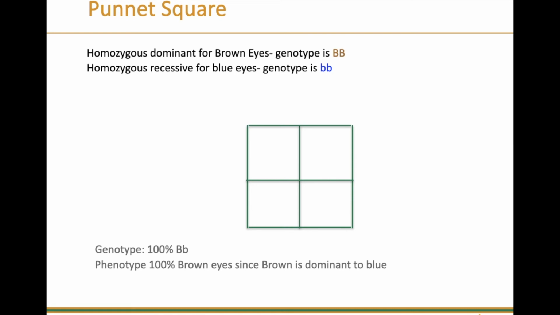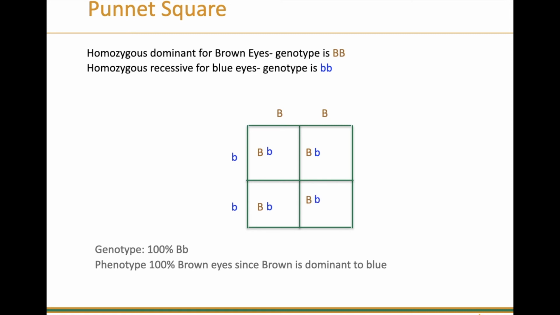So what we would do is put the man on top, and it doesn't matter if it's the man or the woman on top, and the other one's on the side. So I put the capital B's on the top from the man and the lowercase b's on the side, and then I'm going to bring down those capital B's and bring over those lowercase b's, and then I'm going to bring down the next capital B and bring over the next lowercase b.